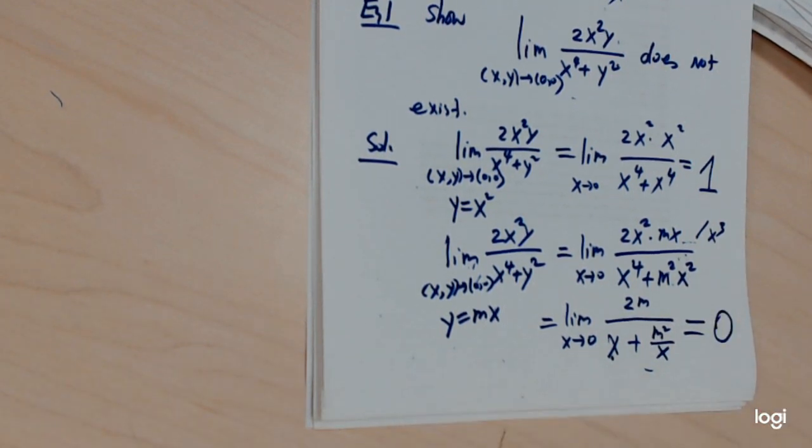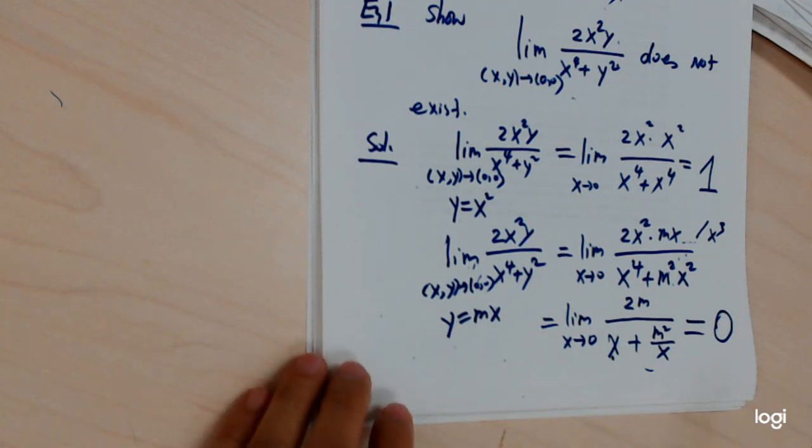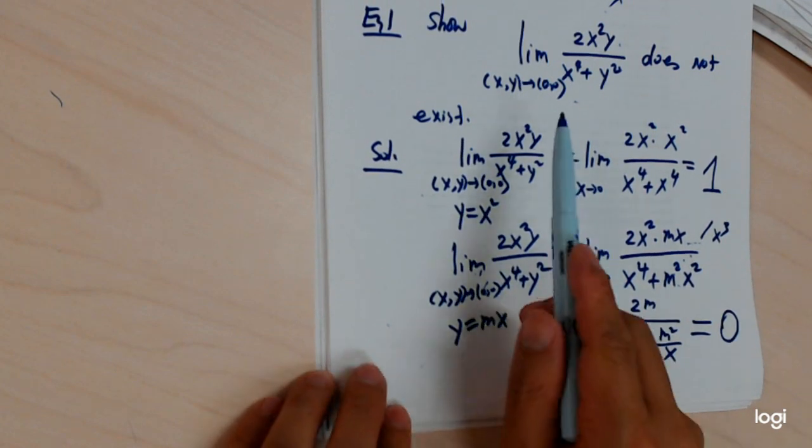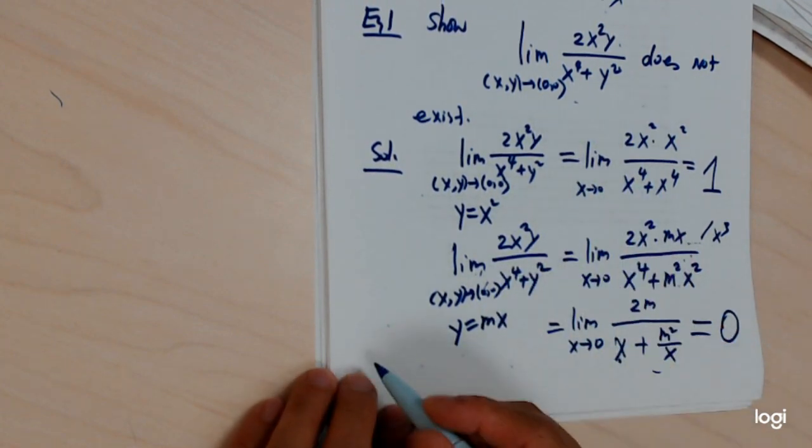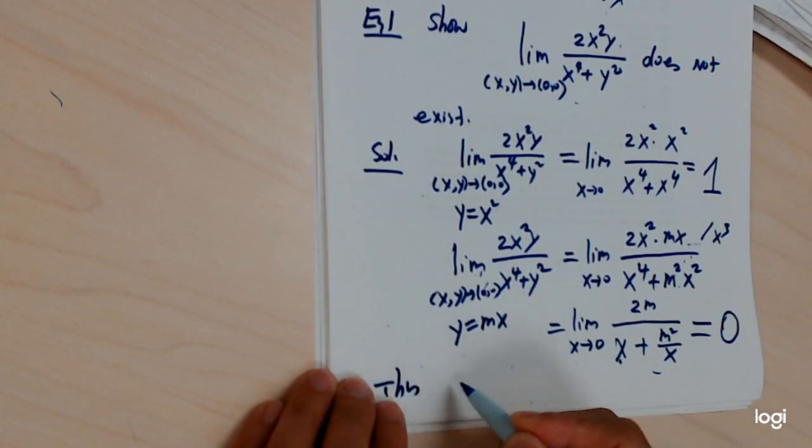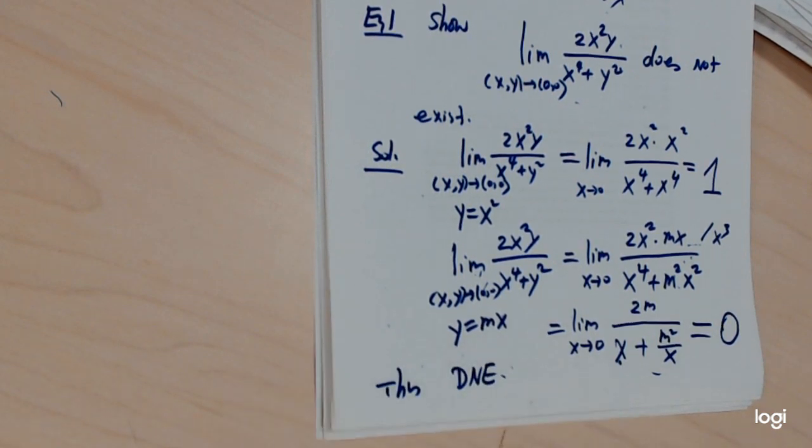So here we found two different paths where the limits are different. So what's the conclusion? The conclusion is, this limit does not exist. Thus, the limit does not exist.